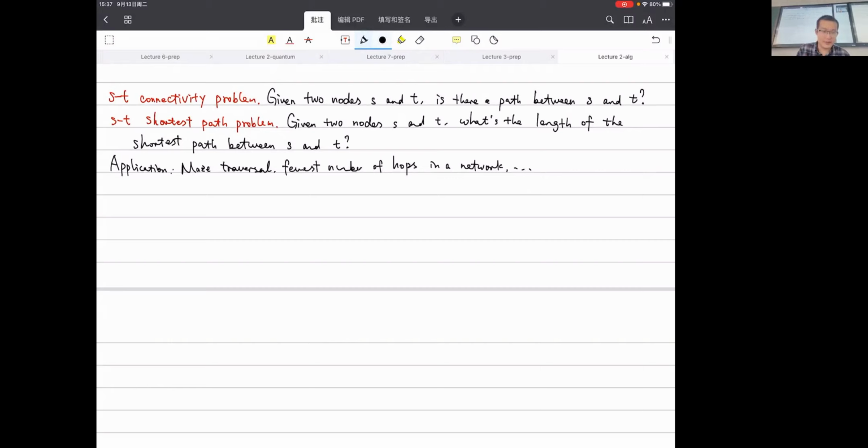In this class, I'm going to introduce two ways to study this connectivity problem and also the shortest path problem. The first search idea that we are going to introduce today is called breadth first search, and for abbreviation, we just write BFS in this class. So what is a BFS? Intuitively, we just explore outward from S in all possible directions.